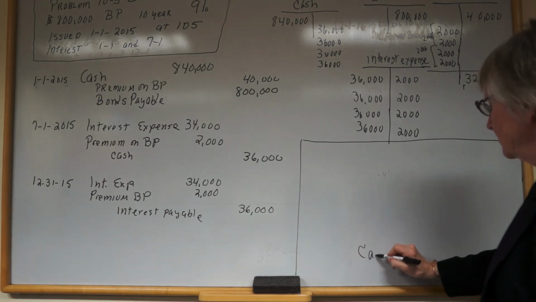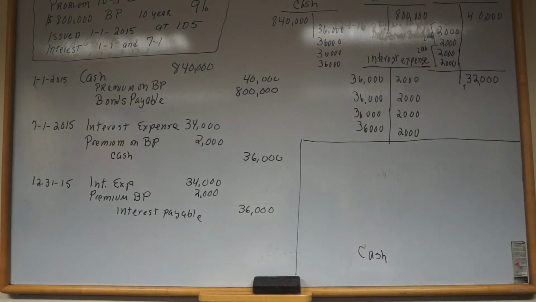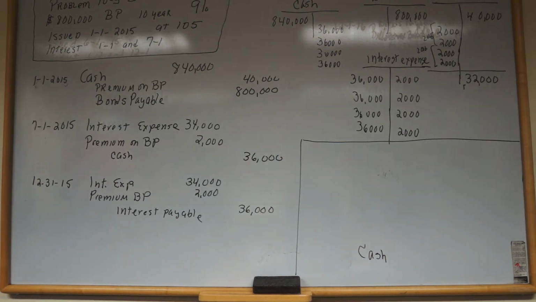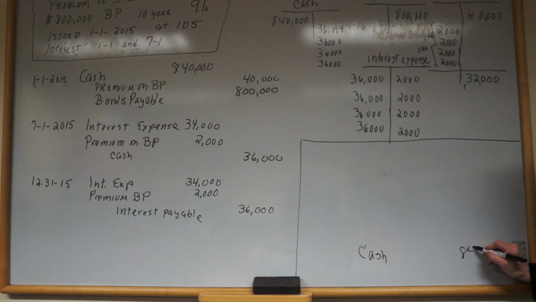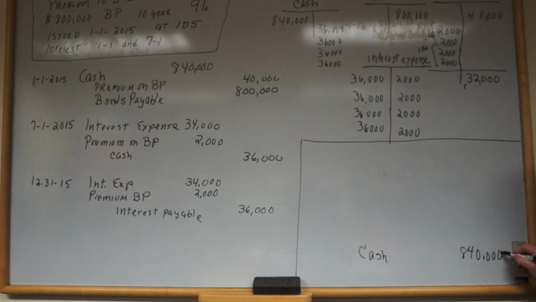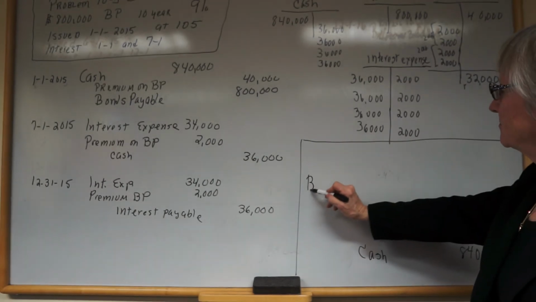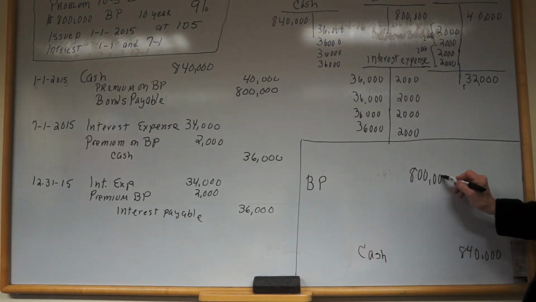We know we're going to pay out cash, and it says it was redeemed at 105. Okay, so we're going to have to pay out $840,000 in cash to redeem these bonds, because if we do 800 times 105, that's 840,000. We know the bonds payable come off the books at their face value of 800,000.